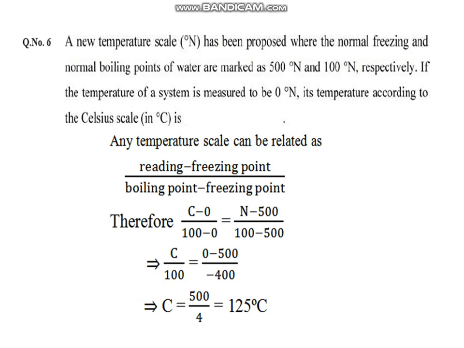Therefore C minus 0 by 100 minus 0 equal to N minus 500 by 100 minus 500. Simplifying this equation, C equal to 500 by 4 equal to 125 degrees Celsius. So the correct answer is 125 degrees Celsius.